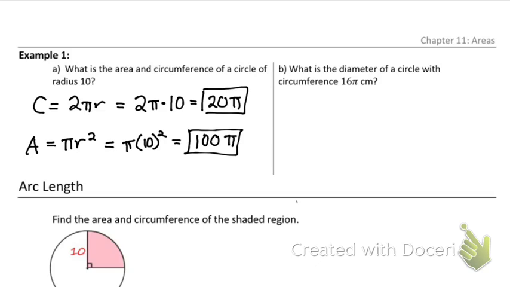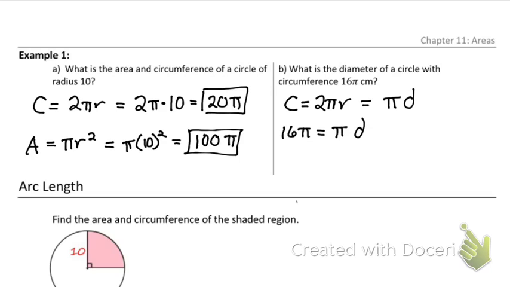All right, what is the diameter of a circle with circumference 16 pi? So we're talking about circumference, we're talking about diameter. Our equation that deals with that is, well, circumference equals 2 pi r, but that's with radius. I'm going to use pi d, which equals pi times diameter. So my circumference is 16 pi. I don't know the diameter, so we're going to have pi times d.